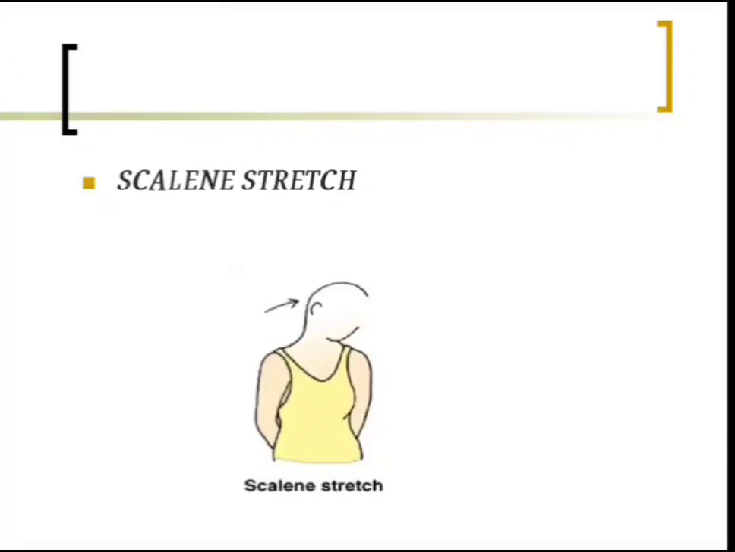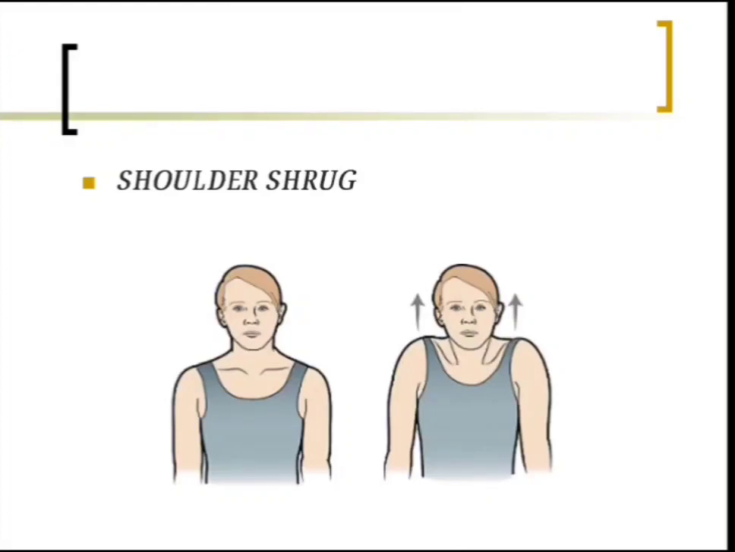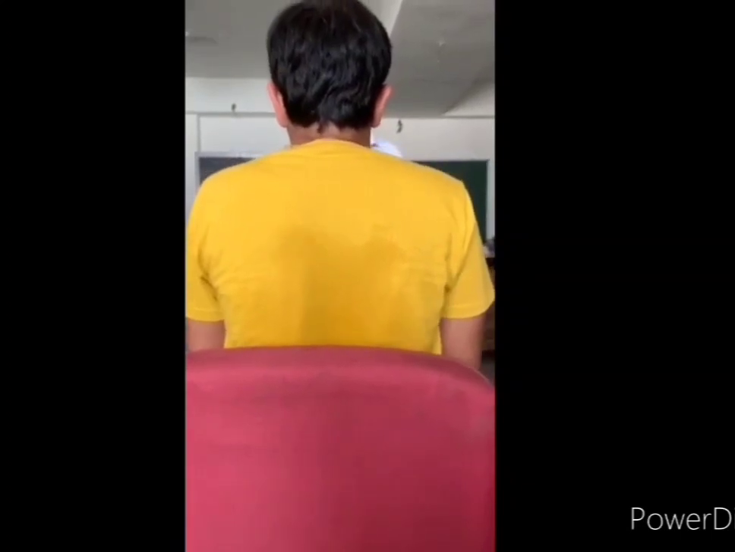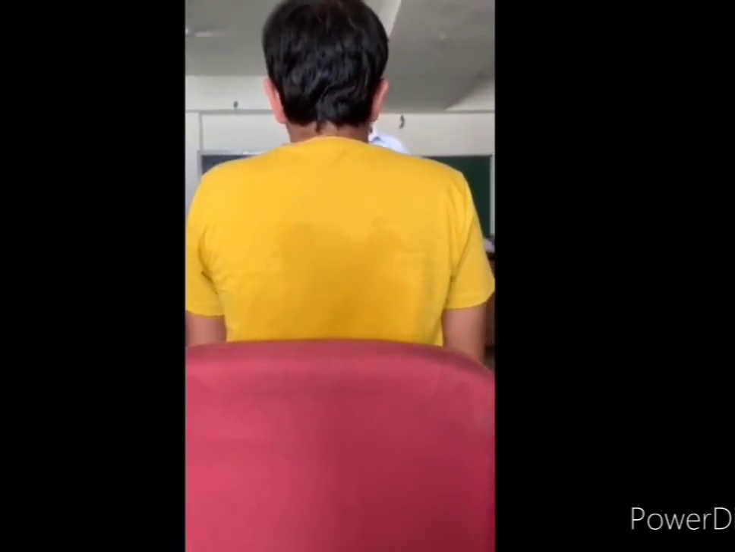And the last is shoulder shrug exercise. Take a deep breath, raise your shoulder up towards your ear, and then exhale and relax.